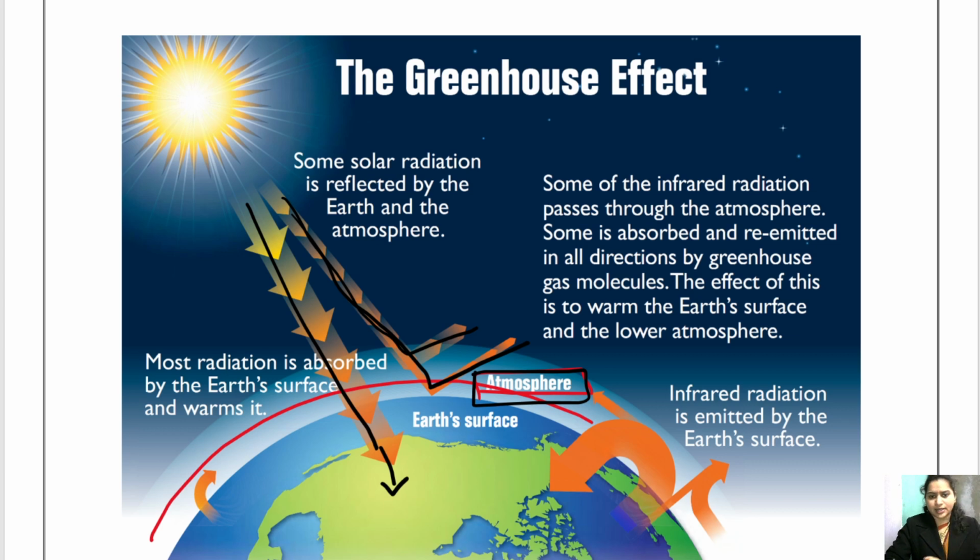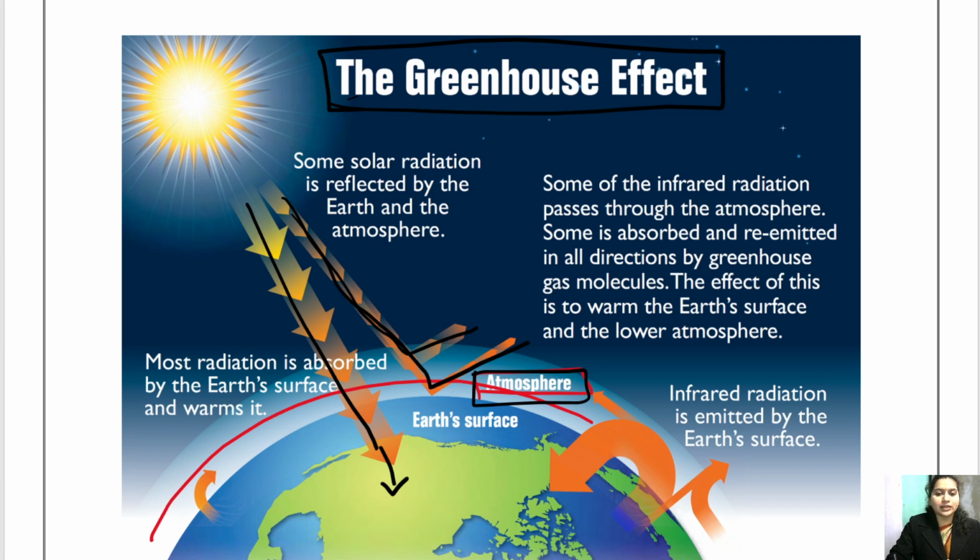Not all the sunlight falls on earth. Few of the light gets reflected back, which maintains the temperature of the earth. Getting it? ये अर्थ के टेम्परेचर को मेंटेन करता है. This phenomenon is known as greenhouse effect. This phenomenon of trapping the light and reflecting back of the light is known as greenhouse effect.